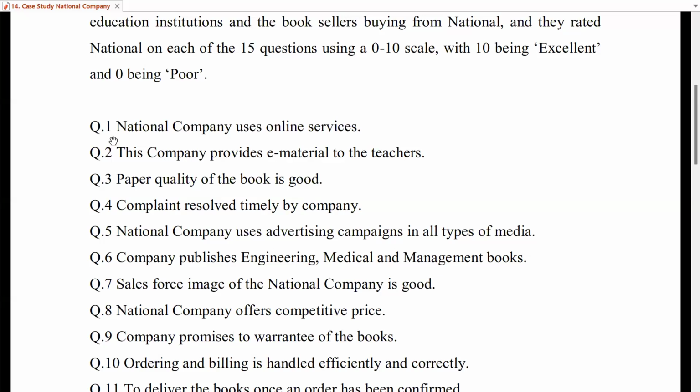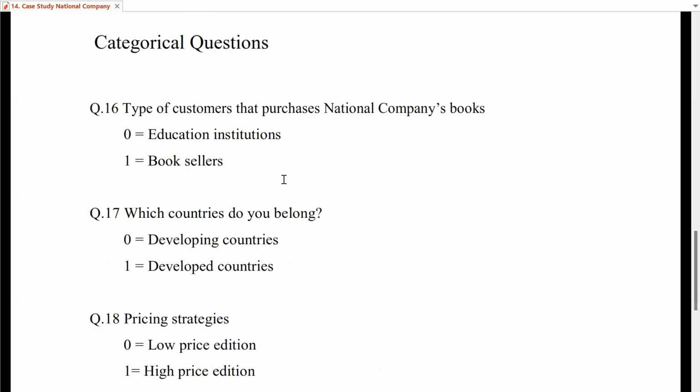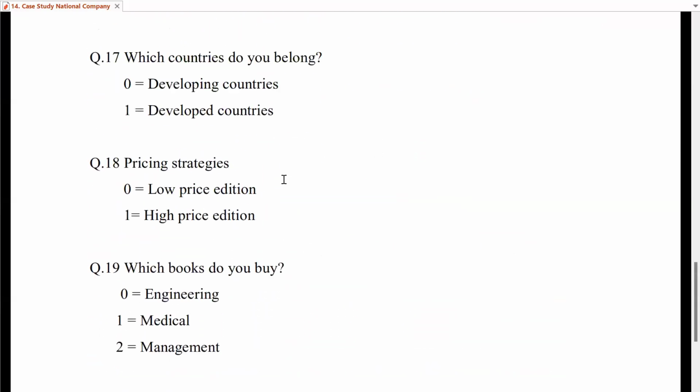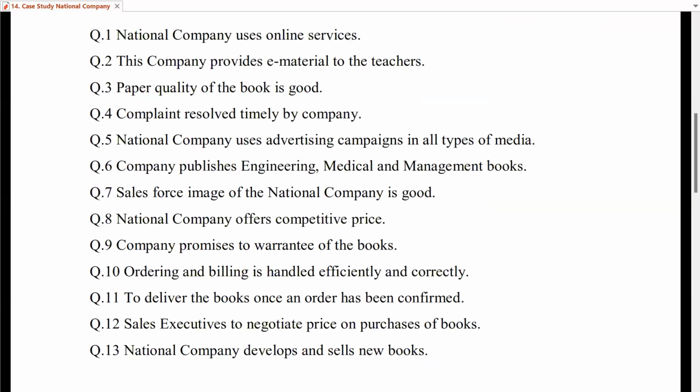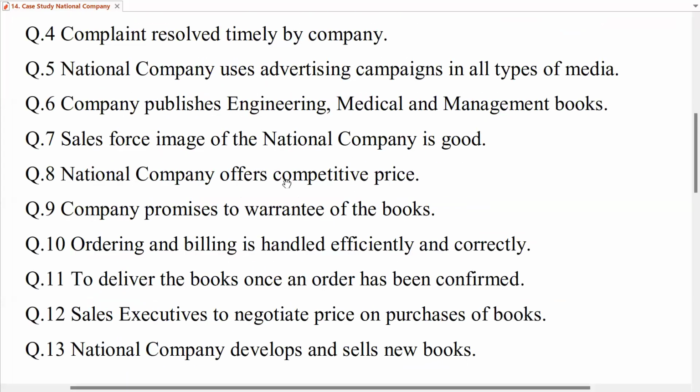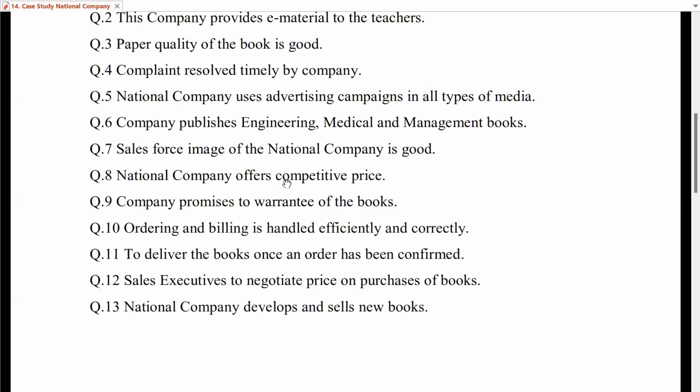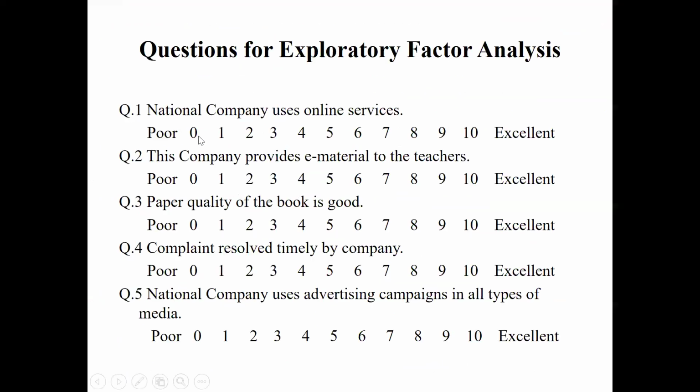These are questions. All the questions are on a 10 point scale. It's an interval scale. National Company uses online services, so you can give your opinion from 0 to 10. Is it clear? So in an exploratory factor analysis we should prepare our questions on an interval scale, like "the National Company uses online services", because this is a perception based survey. We want to know the important factors. What are the factors perceived by the respondents?